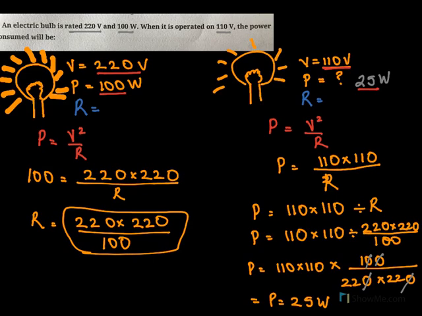The key takeaway from this sum is the resistance of the wire remains the same. So in the first case, with whatever information was given to us, we were given V and P. We found out R. Then in the next case also V was given. We knew R from the earlier sum. We found out P.